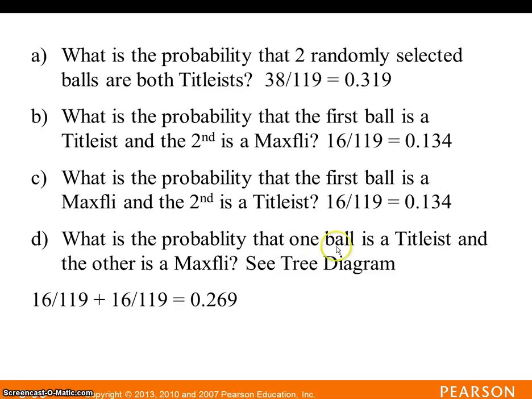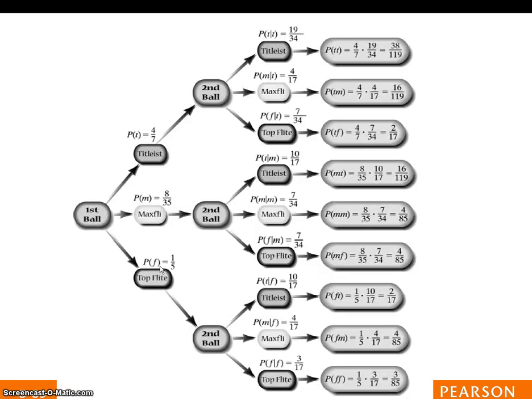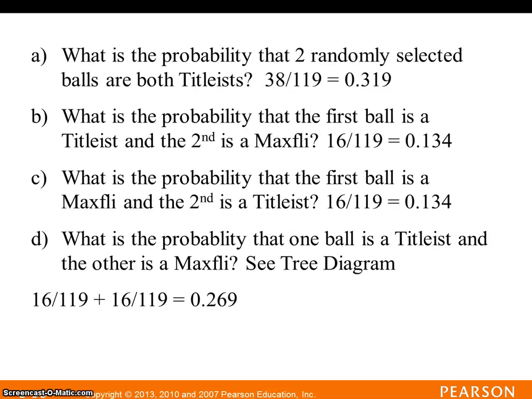And then what is the probability that one ball is a Titleist and the other is a Max Fly? In this case, we'll have to go down 2 different branches. So either we have a Titleist and a Max Fly, or a Max Fly and a Titleist. Both of them have a probability of 16 over 119. Since these events are independent, we'd want to add those together.